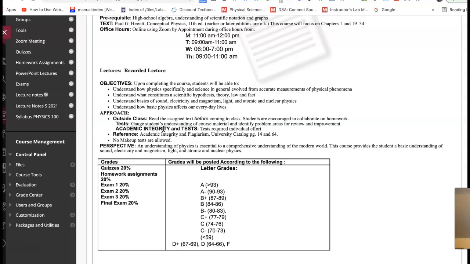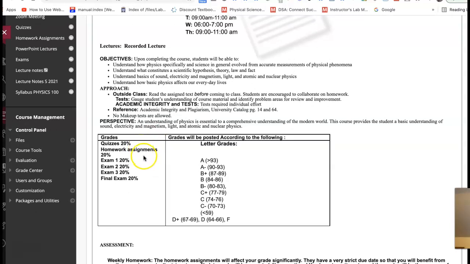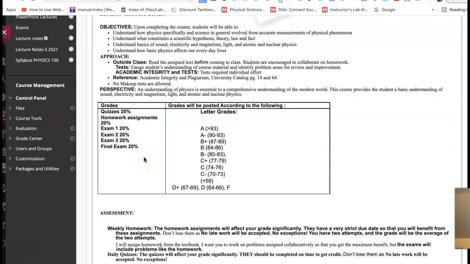The most important part here is that I will not have any makeup exams. I always have an issue with students who think I'm going to open the assignments again. I am very strict about the due dates. Quizzes are 20% and homework is also 20%, equivalent to the weight of the exams. These quizzes and homeworks have very strict due dates. They will be available for almost a week. Homeworks and quizzes are due by Sundays.